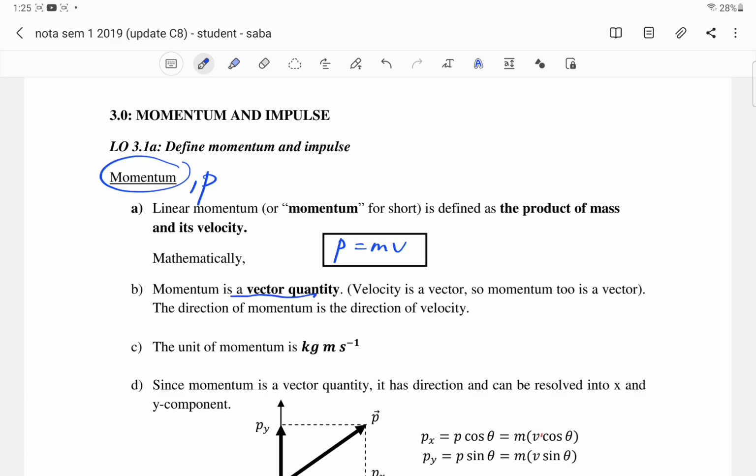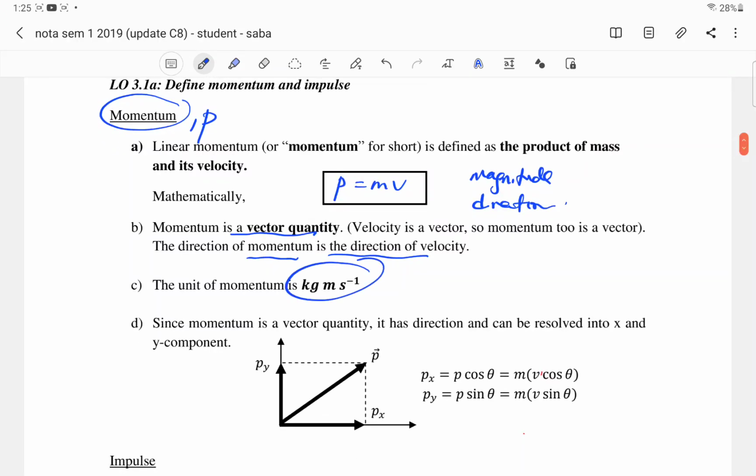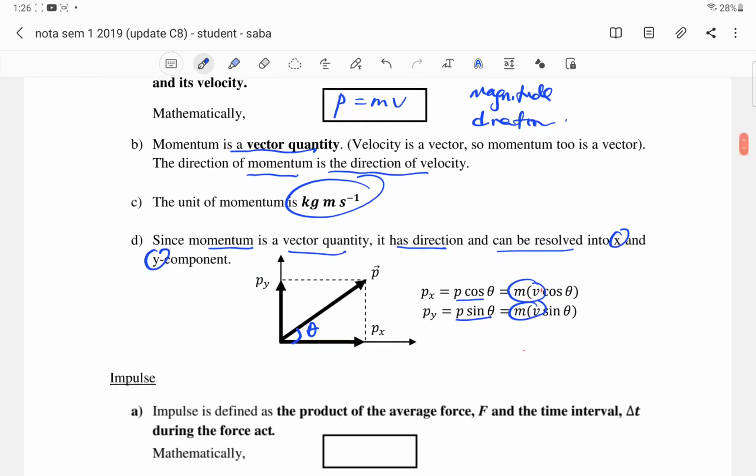Momentum is a vector quantity, so it must have magnitude and also direction. The direction of momentum is the same as the direction of velocity, and the unit is kilogram meter per second. Since momentum is a vector quantity, it can be resolved into x and y components. For theta with respect to the x component, we have px equal to p cos theta, where p is equal to mv, and py is p sin theta, where p is equal to mv.